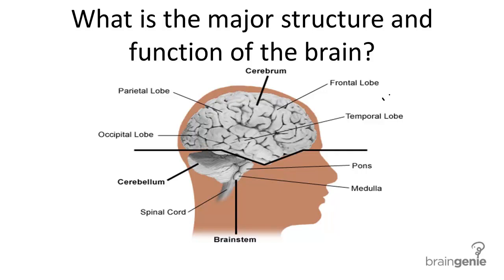The brain. In this video, we will discuss the major structure and function of the brain. The brain can be divided into many parts, including the cerebrum, cerebellum, medulla oblongata, pons, hypothalamus, thalamus, and more.